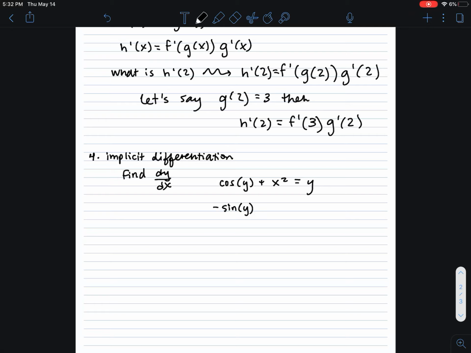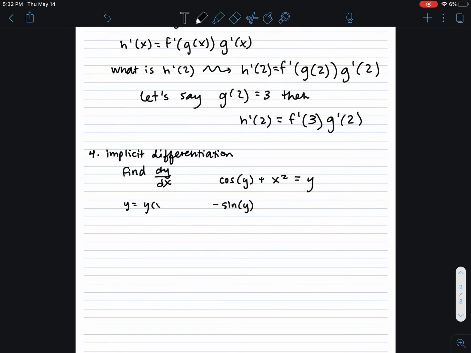And then we have to remember that y is technically a function of x when we're doing implicit differentiation, right? Y is something that we haven't solved for, so we have to think of it as a chain rule kind of deal. So we took the derivative of cosine of y, and then we have to multiply it by the derivative of y, which is just dy dx, plus the derivative of x squared is easy. We have 2x, and then the derivative of y is just 1, and then we have to remember to multiply by dy dx. Okay? And then our whole goal is to find dy dx, so we need to put everything with dy dx on one side and everything without it on the other.